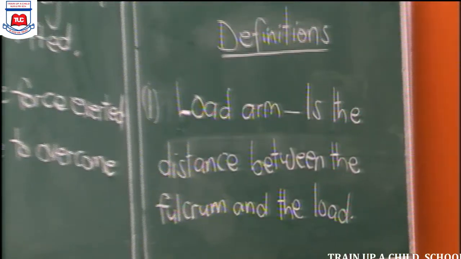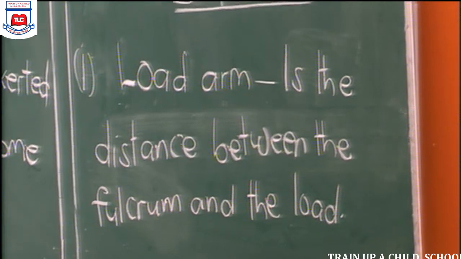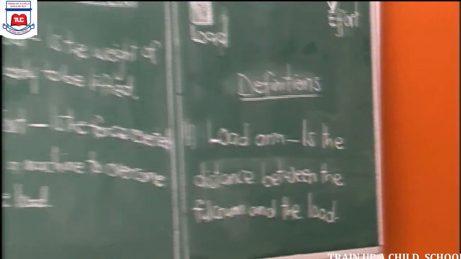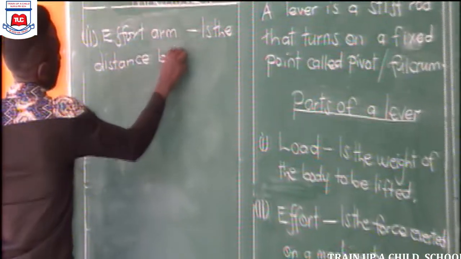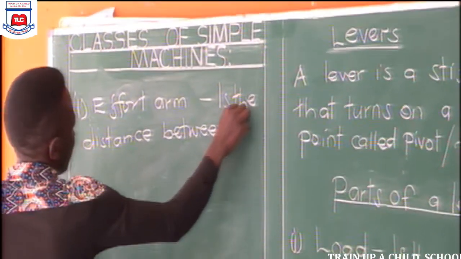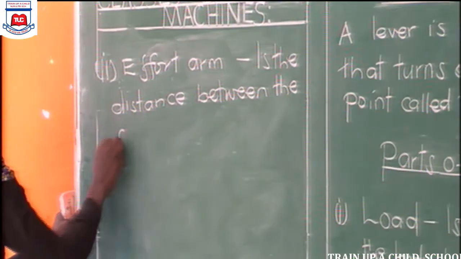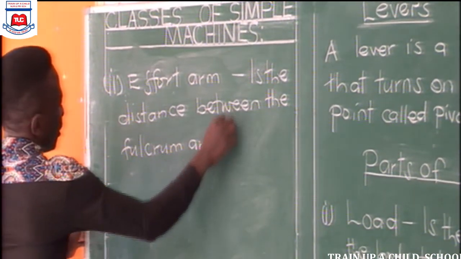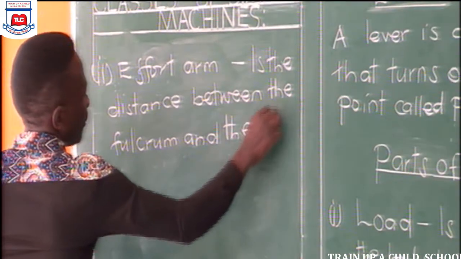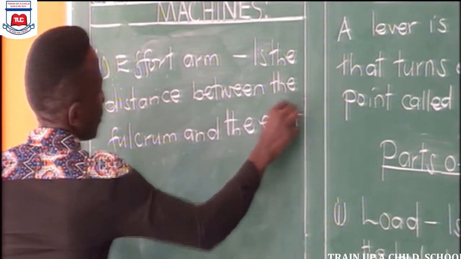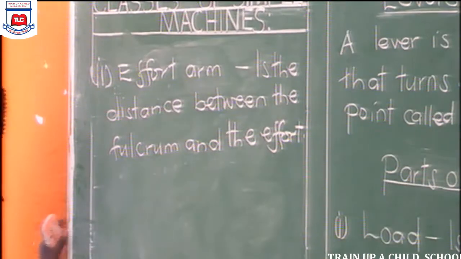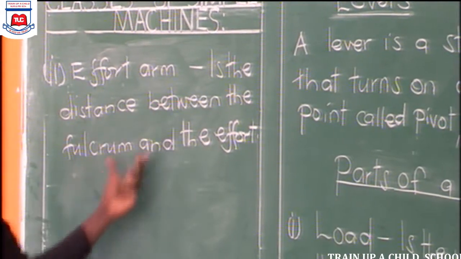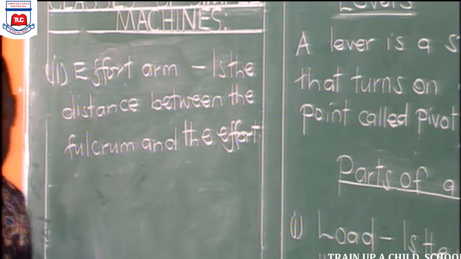The effort arm is the distance between the fulcrum and the effort. That's that. So this is the definition of the effort arm: the distance between the fulcrum and the effort.